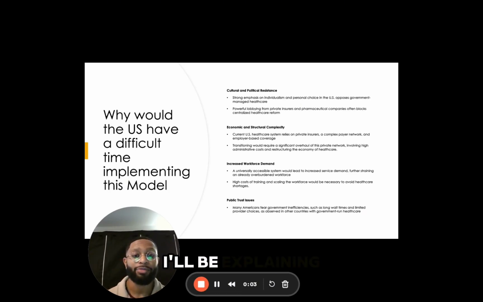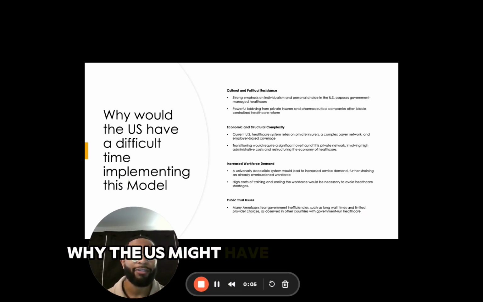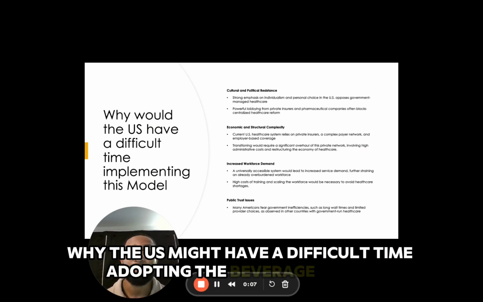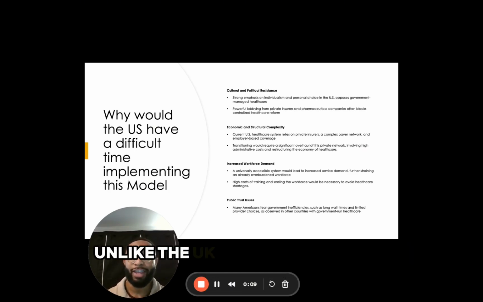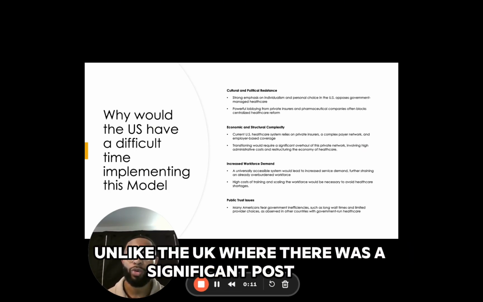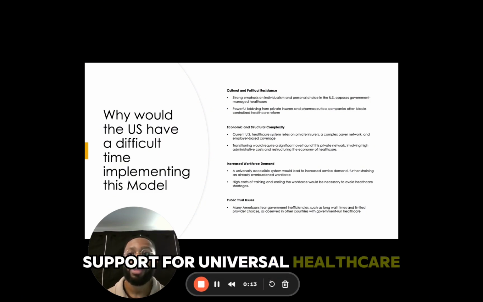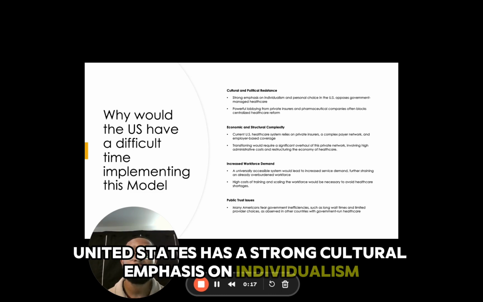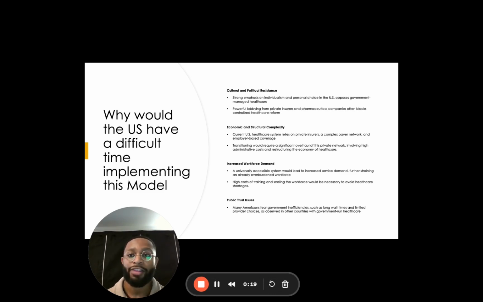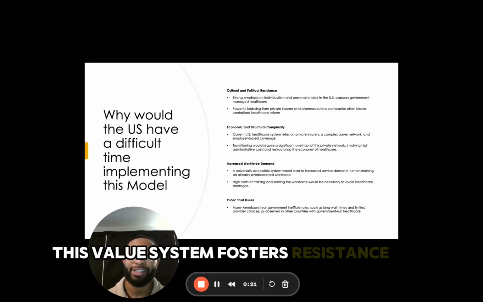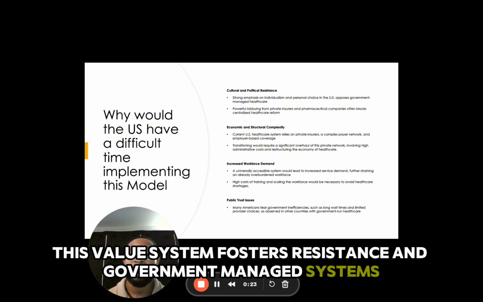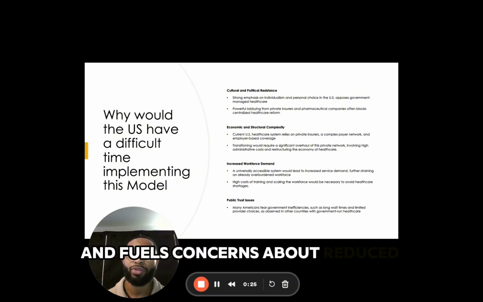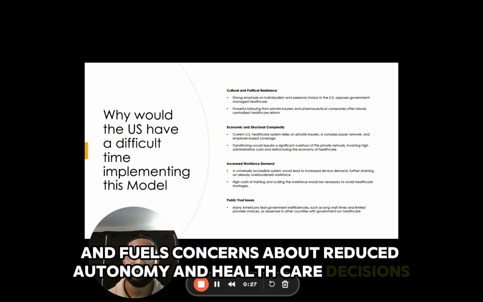Next, I'll be explaining why the US might have a difficult time adopting the Beveridge model. Unlike the UK, where there was significant post-war support for universal healthcare, the United States has a strong cultural emphasis on individualism and personal responsibility. This value system fosters resistance to government-managed systems and fuels concerns about reduced autonomy in healthcare decisions.